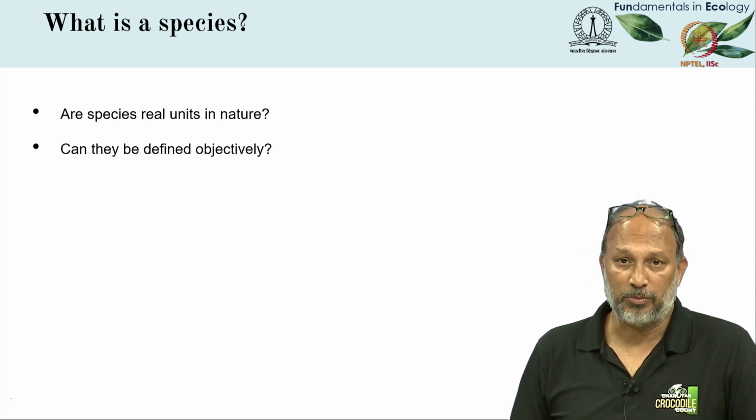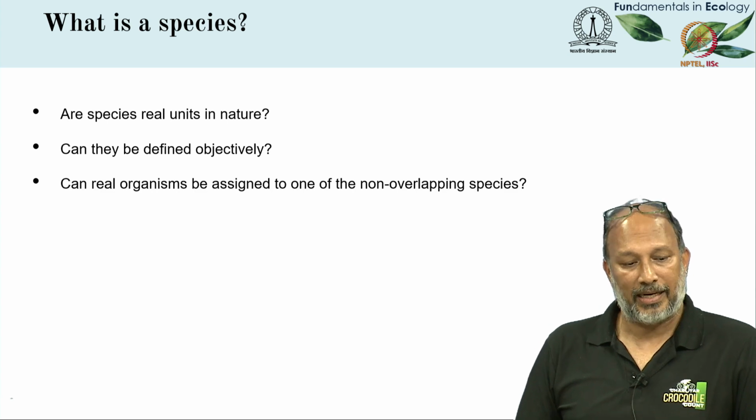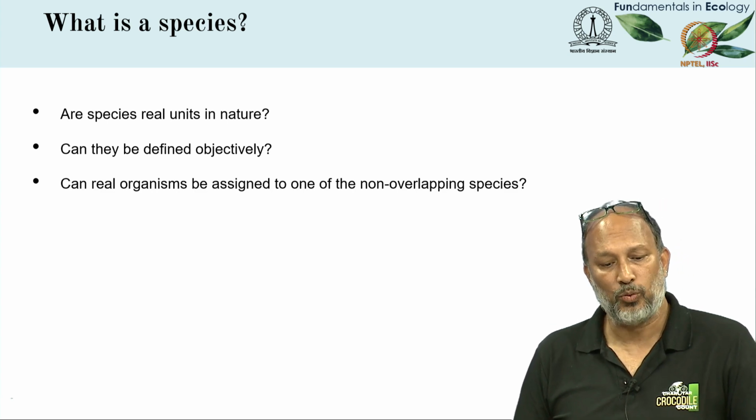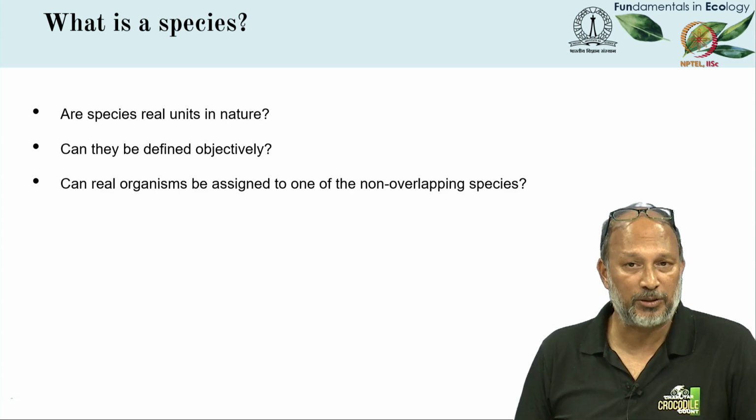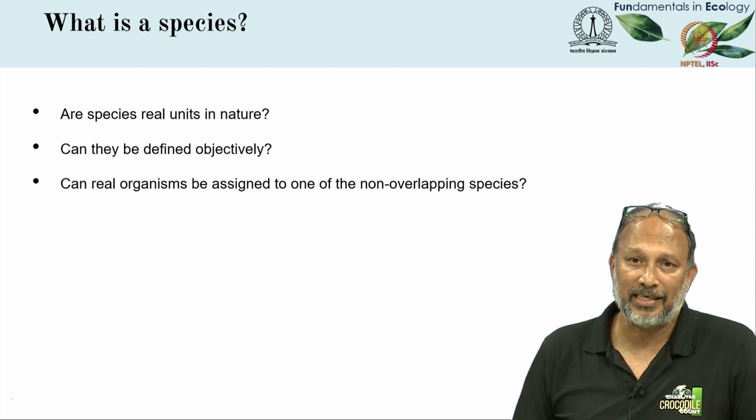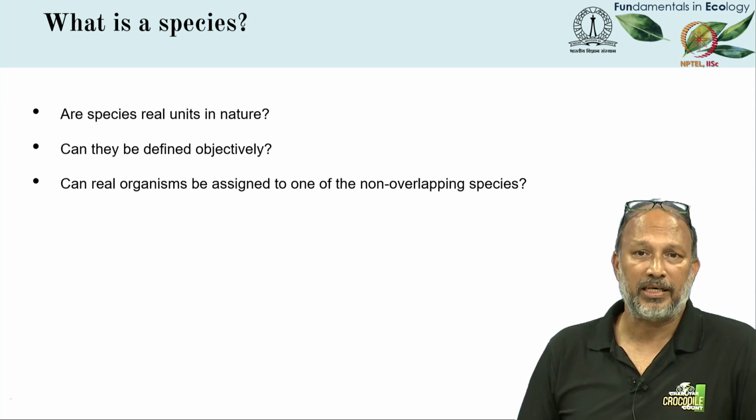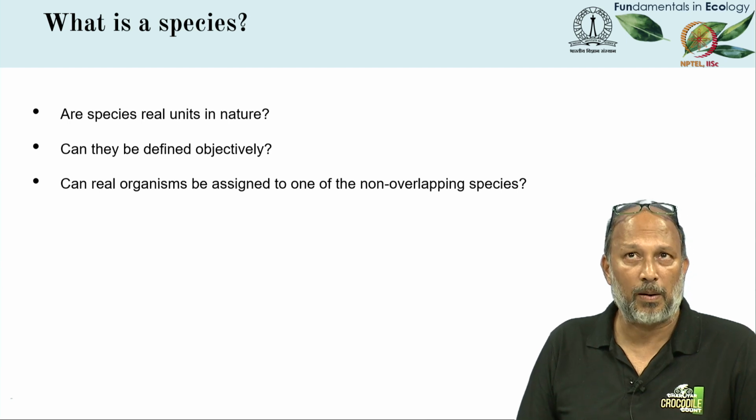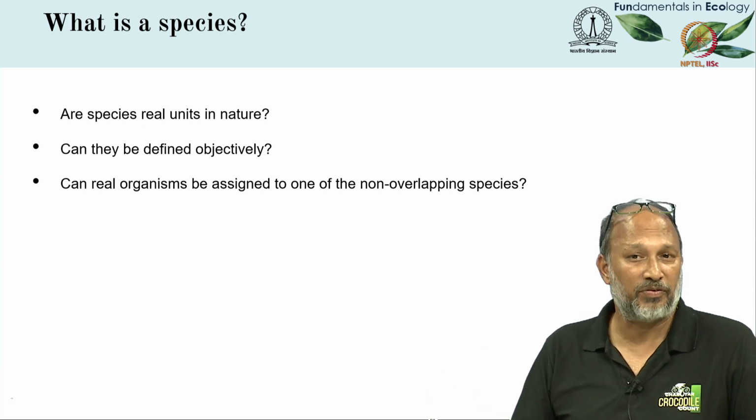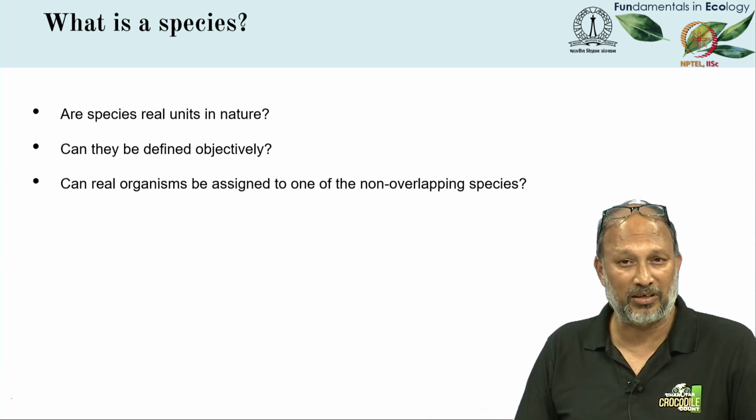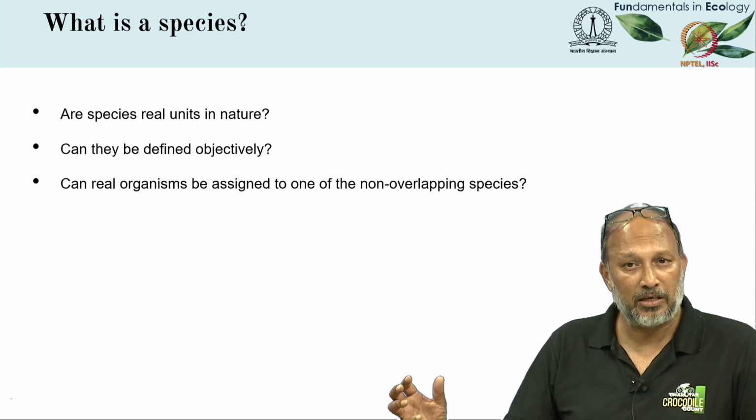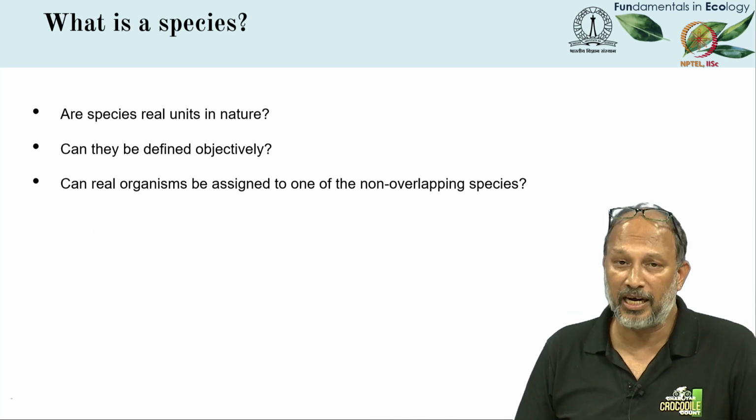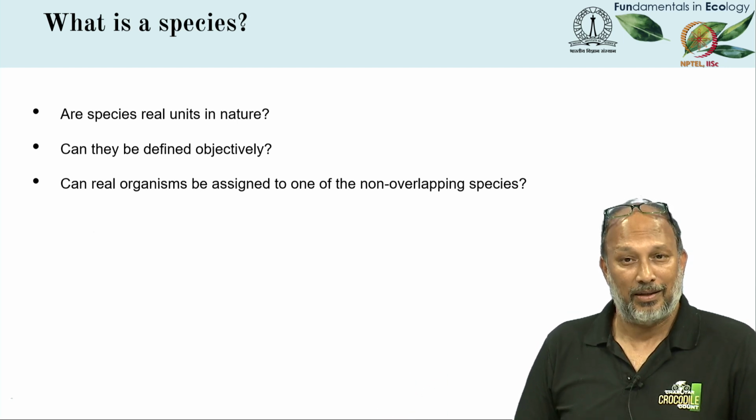And the question that we want to ask ourselves here is, are species real units in nature? Can they be defined objectively? And can real organisms be assigned to one of these non-overlapping species? Now these are three slightly separate questions. The first one is, are species just a human sort of classification construct? Do we just assign it for convenience? Or is there a real biological process that underlies what species are?